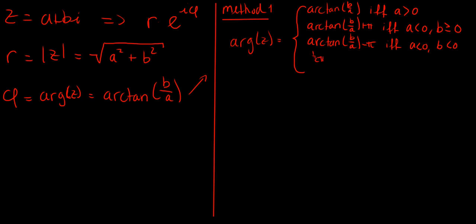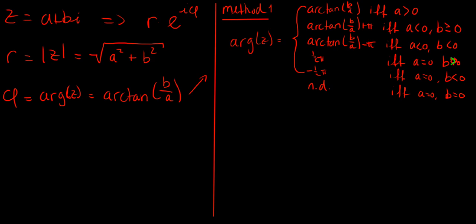It is equal to half of pi if a is 0 and b is bigger than 0. It's equal to minus half pi if a is 0 and b is smaller than 0. So b has to be bigger than 0 for the first one, and for this one, b has to be smaller than 0. And it is not defined if a is 0 and b is 0, because there is no angle if we are in the origin. This is method 1.